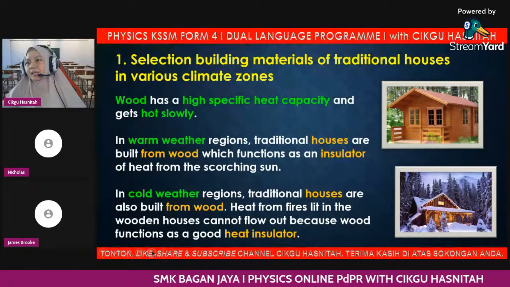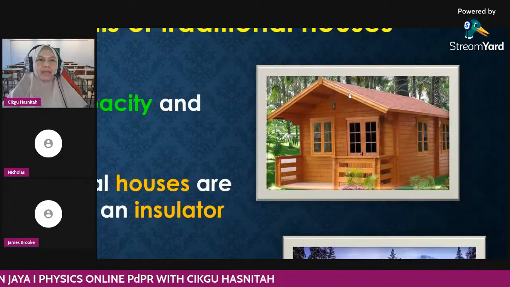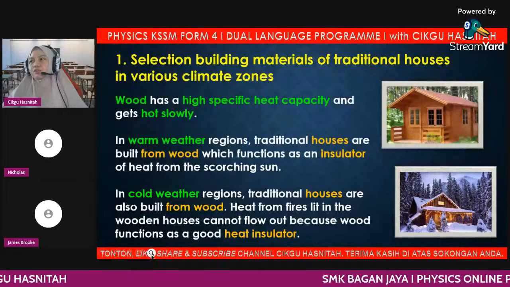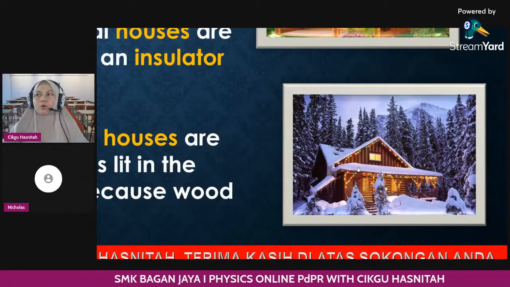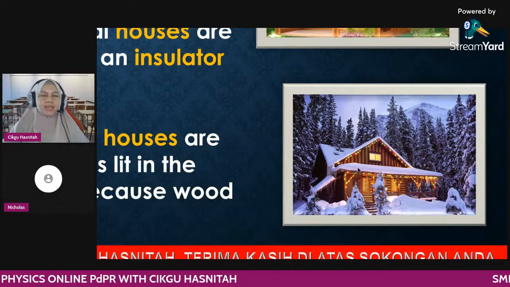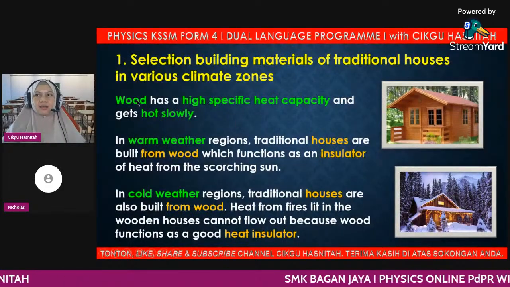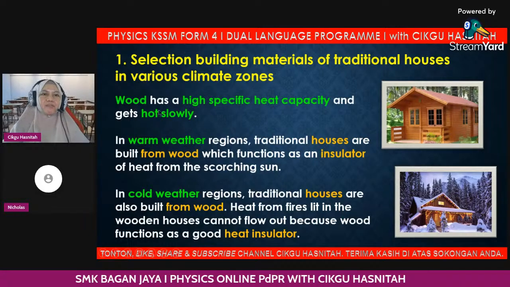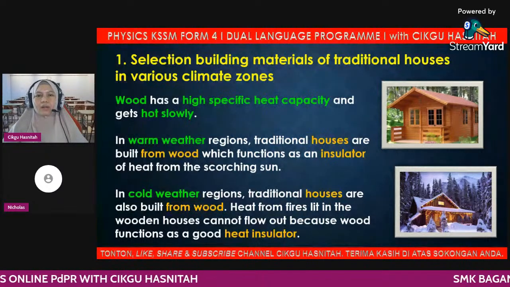If you zoom out, this is the traditional house in a warm climate region, and below is a traditional house in a cold climate region. Both are made from wood. So why do they choose wood as the main material to build these traditional houses? Wood is a material which has a very high specific heat capacity, which means it gets hot slowly.